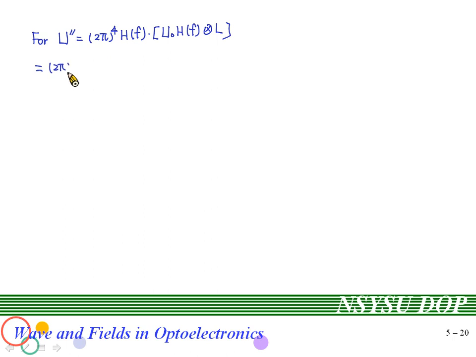Then, take the expression for each term into this equation. We take the H of f, U0, H and L into this equation. It can be written as this equation.